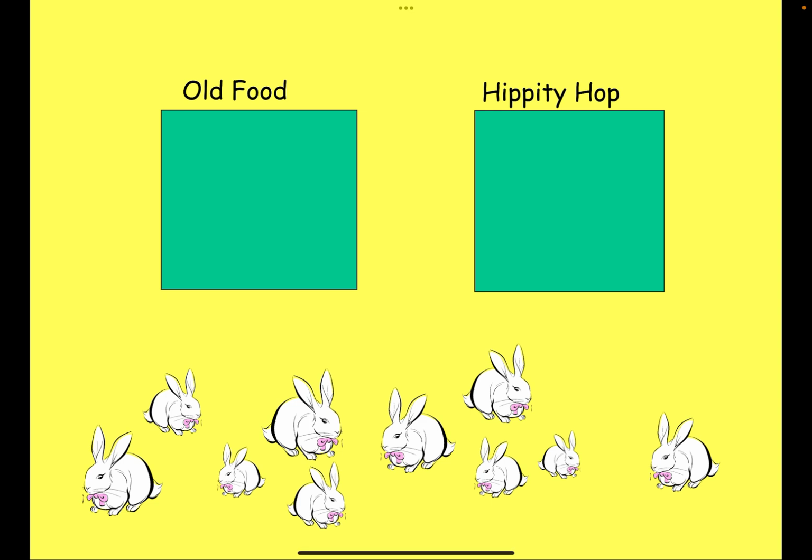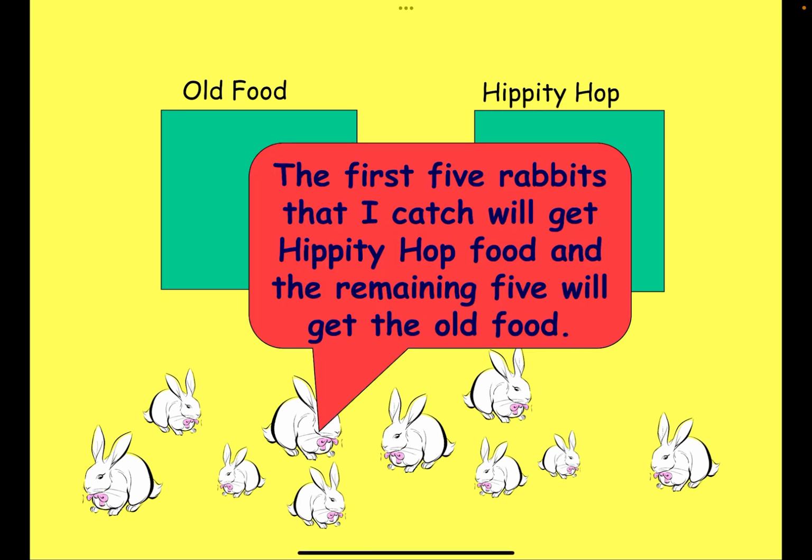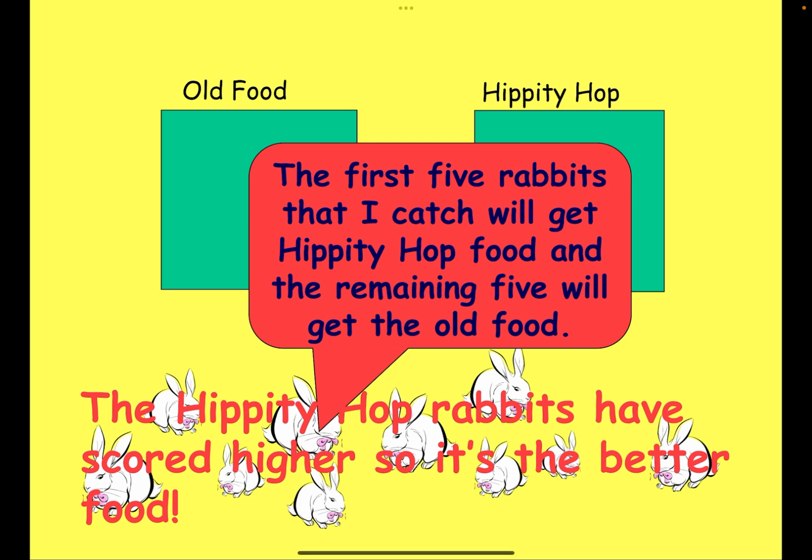So now let's say I've had multiple bunnies, right? So I'm looking at the big bunnies and the small bunnies. I have hippity hop food and I have the old food. And I am going to catch the first 5 rabbits, right, that I can get to. And then the first 5 rabbits I catch are going to get the hippity hop food, and the remaining 5 will get the old food, right? And then perhaps we'll see the hippity hop rabbits have scored higher, so it has to be the better food, right? This has to be what's going on. So my question to you is, is this a good design? If I just catch the first 5 rabbits that I can get to.